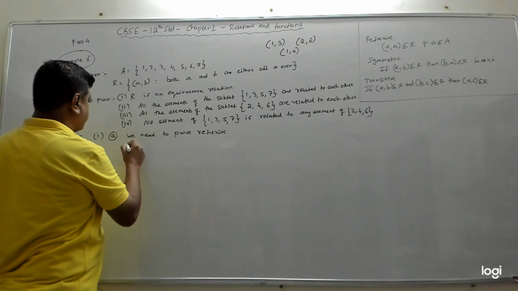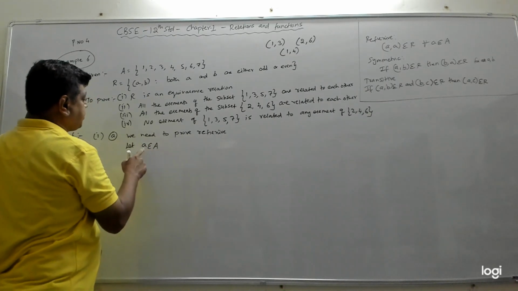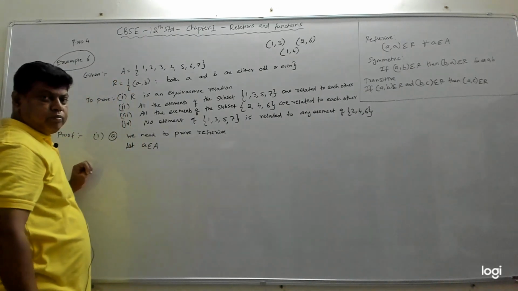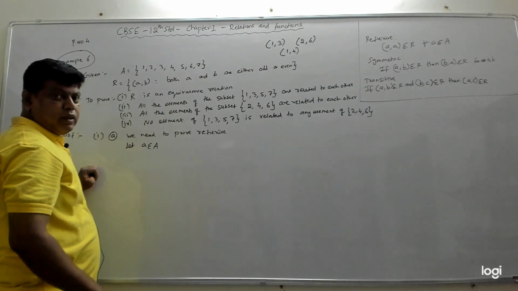Now let's take an element. So we'll take an element from A. Let a belong to A. I'm taking an element a from the set A. Then what should I prove? I should prove that (a, a) belongs to R. (a, a) belongs to R.